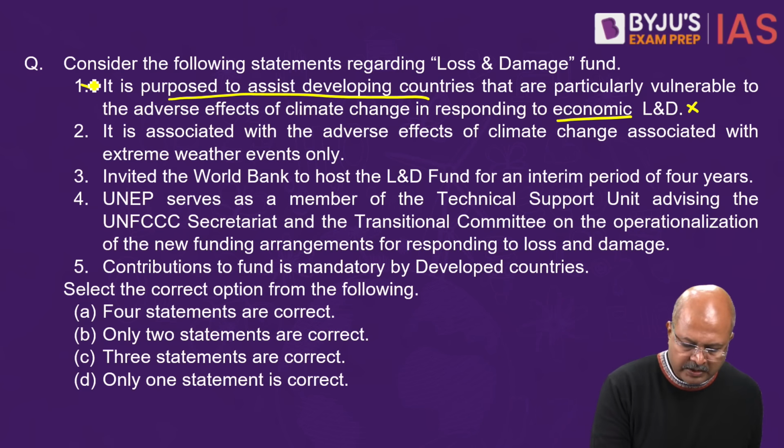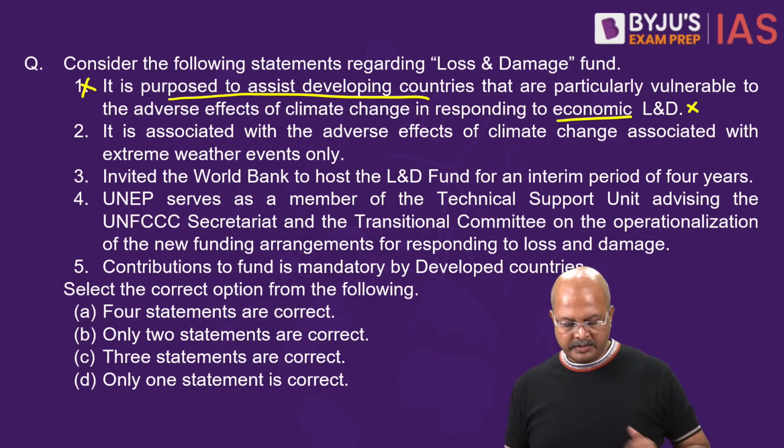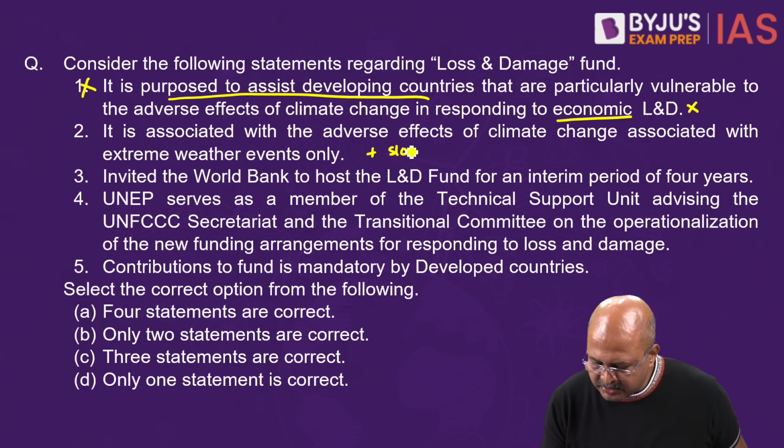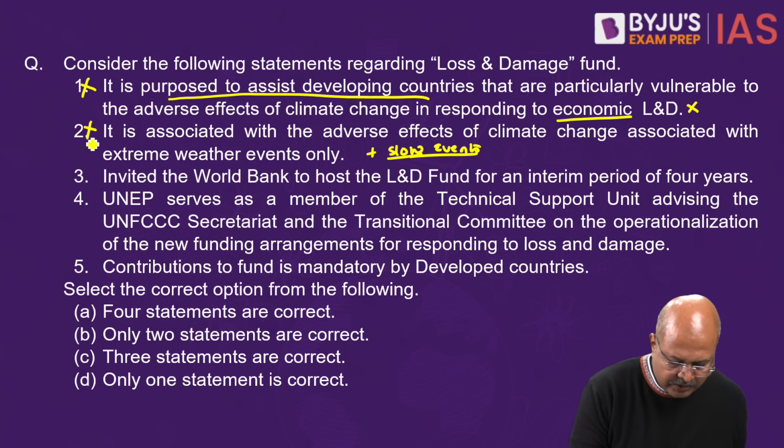So the first statement is wrong. It is associated with the adverse effects of climate change and extreme weather events only. So along with extreme events, it takes into consideration slow events, like droughts, etc. So even the second statement is wrong here.